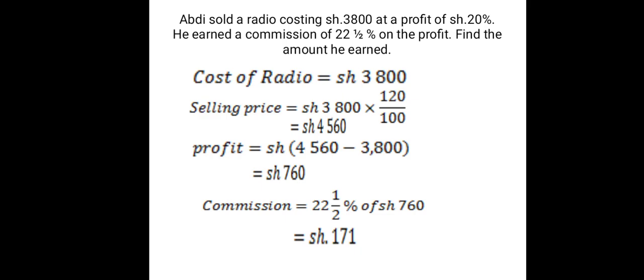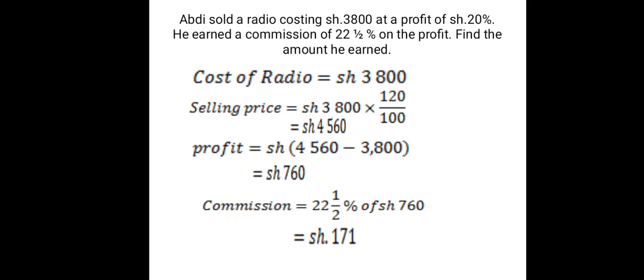Abdi sold a radio costing 3,800 shillings at a profit of 20%. He earned a commission of 22.5% on the profit. Find the amount he earned. So we shall look at the cost of the radio as our statistics. It is 3,800. And now, what will be the selling price?